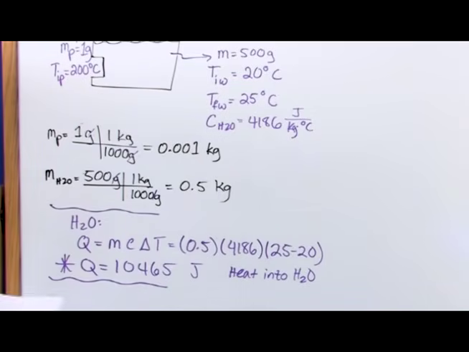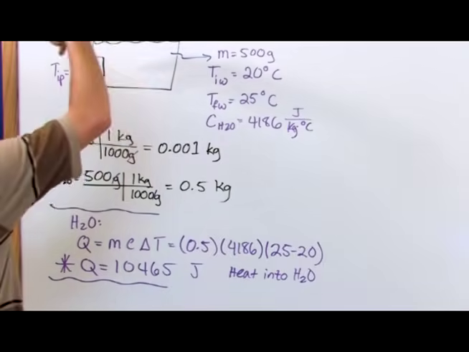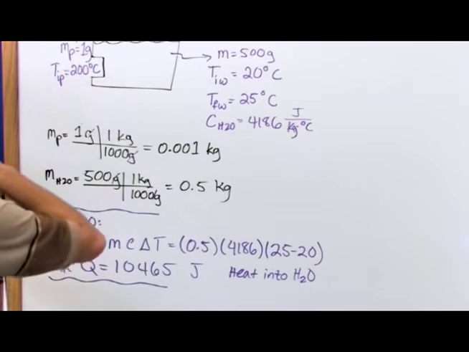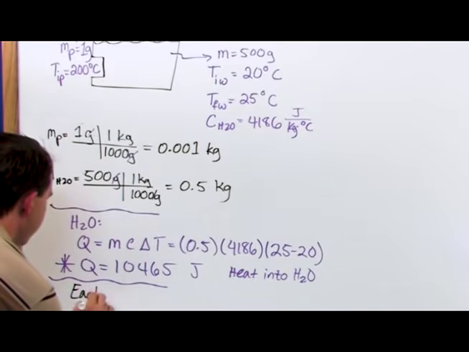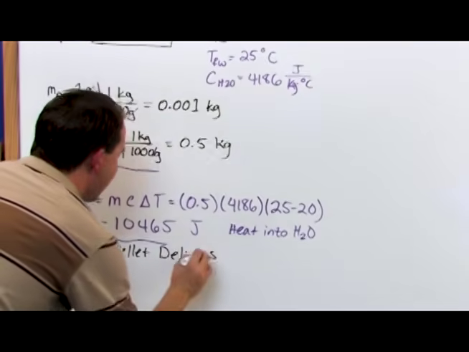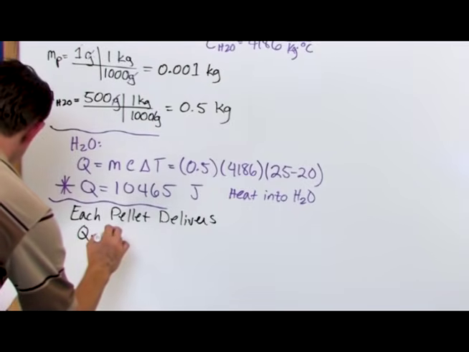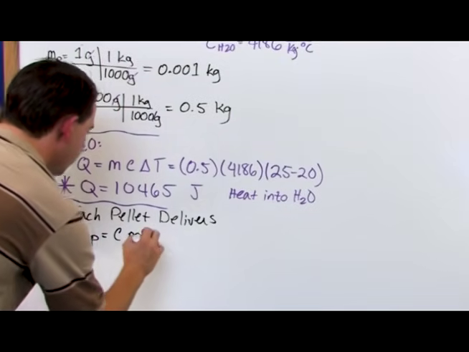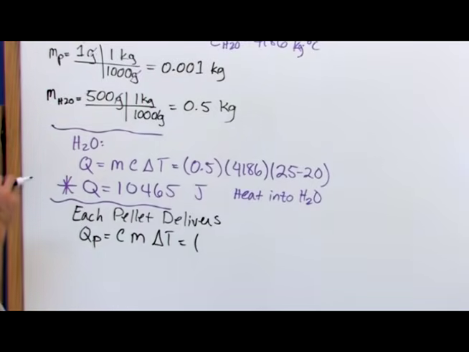Now, in order to continue making progress, we know how much heat has to go into the water. We know we're adding this heat by delivering pellet after pellet after pellet. Each pellet delivers a little bit of heat because each pellet is at 200 degrees Celsius. So the way you do this is you have to look at it in terms of pellets. Each pellet delivers QP, I'm going to call it for pellet. It's the specific heat of the pellet times the mass of the pellet times the change in temperature of the pellet. In this case, we know that these pellets are made of lead.